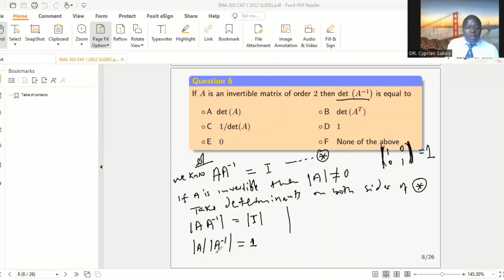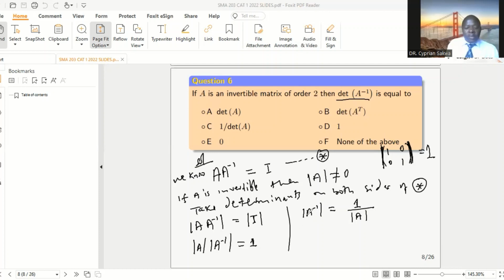Now what I want to get is the determinant of A inverse. That means I divide on both sides by the determinant of A. So I would have 1 over the determinant of A. And of course, we've already said that the determinant of A is not 0. So this division is possible, because we should not divide by 0.